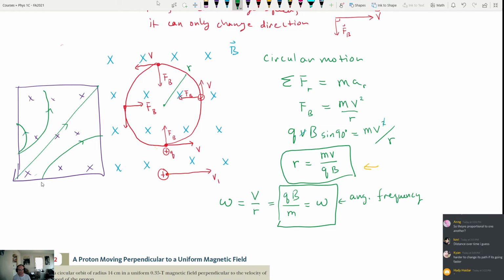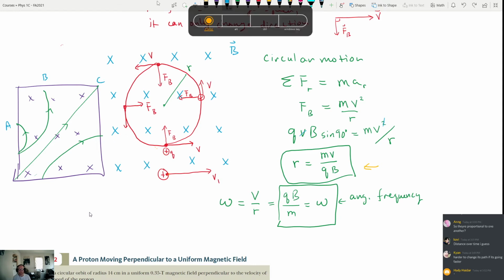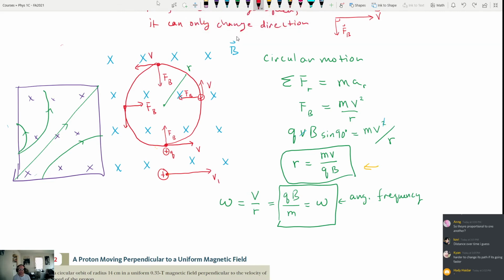So I've got a bunch of different particles right here, and I'm going to label them particle A, particle B, particle C, and particle D. Actually, let's use a different color so it stands out against that. Let's use red. So this is particle A, this is particle B, this is particle C, this is particle D.